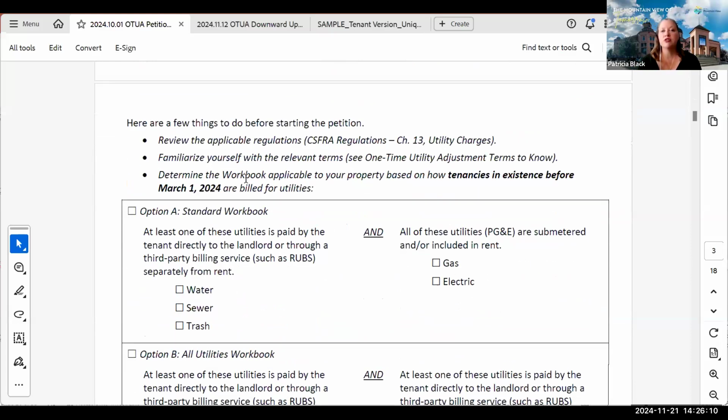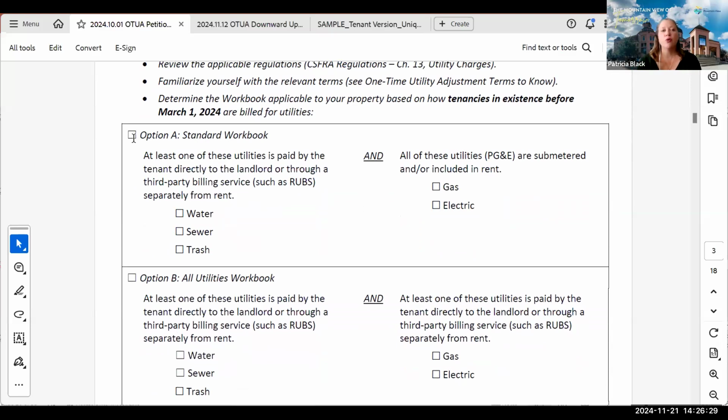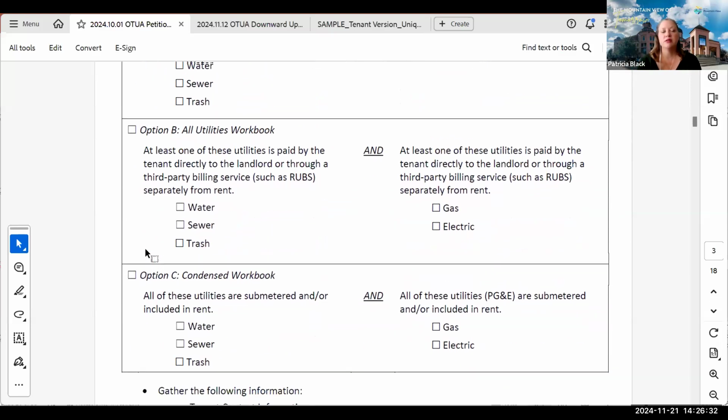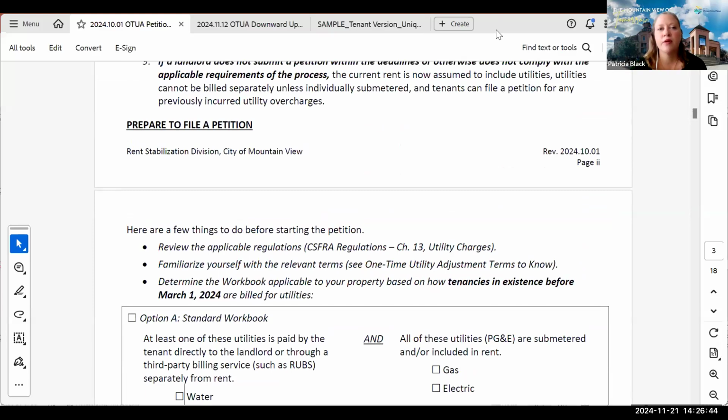The first thing that you should do is review Chapter 13 of our regulations, and then familiarize yourself with the relevant terms, which are included in this petition packet. And then determine the workbook that's applicable to your property based on how tenancies in existence before March 1st are billed for utilities. So you're going to select one of these, and we're going to pick option A because for some reason, oh, I bet I selected the one that doesn't still. Let me check here.